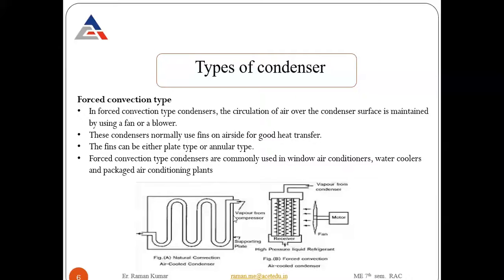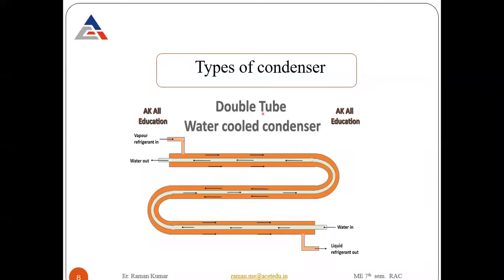Okay, so these conventional type condensers are replaced with this plate type of condenser. Next we have the double tube water cooled condenser. So look at here, in this case, double tube water cooled condenser.